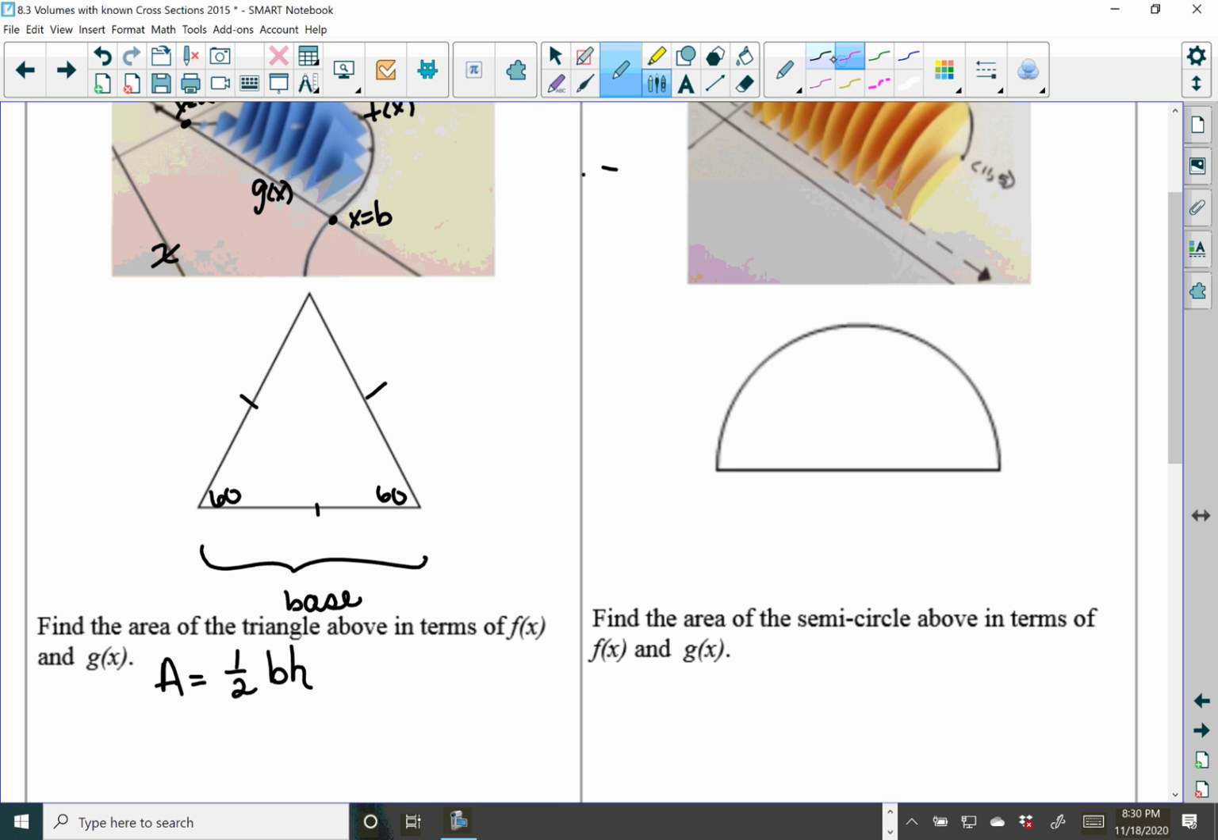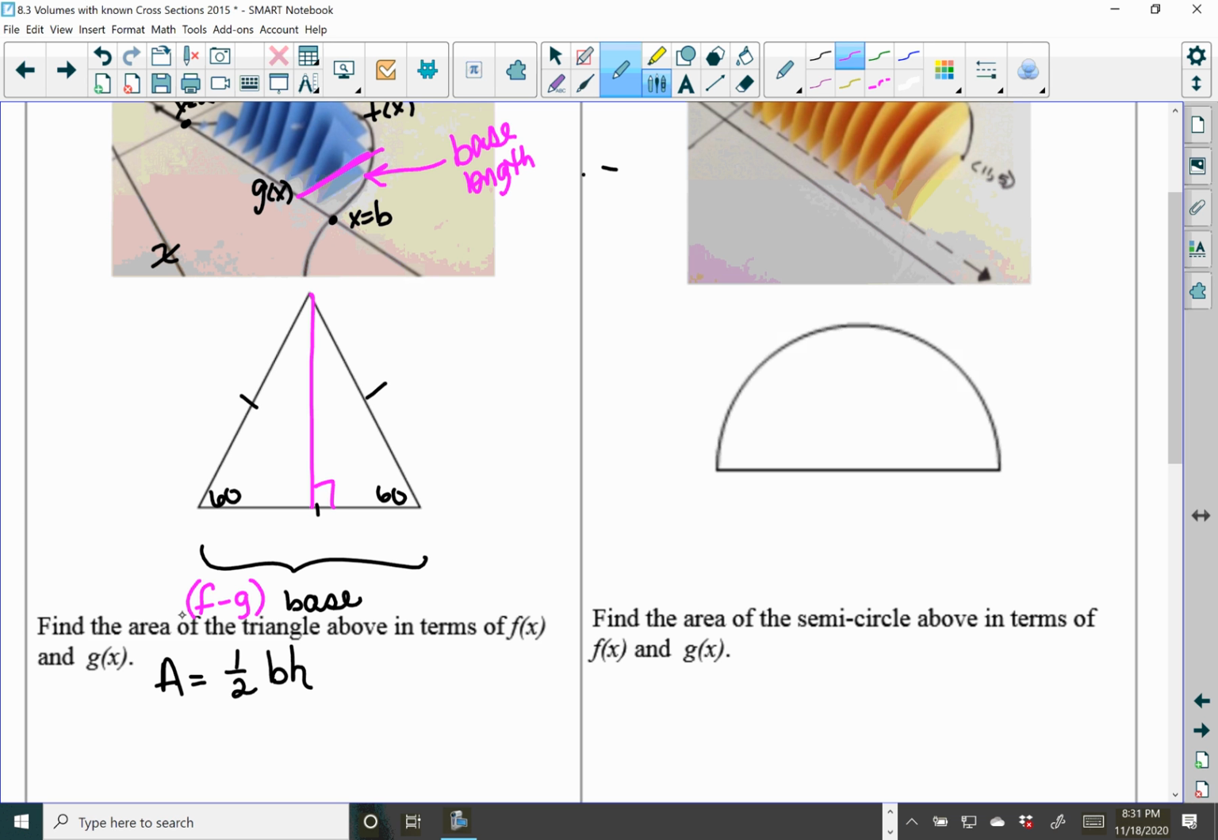And I also need to capture a height. We need the altitude of our triangle. So the distance across the base is this right here, right? That would be the base length, which of course is f minus g. And what I'm going to do is move that and put it down here, f minus g. And that's our base length.